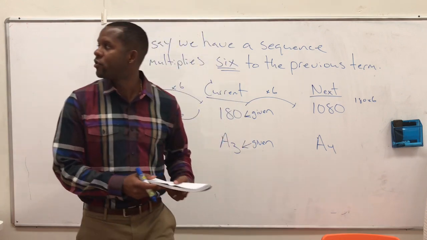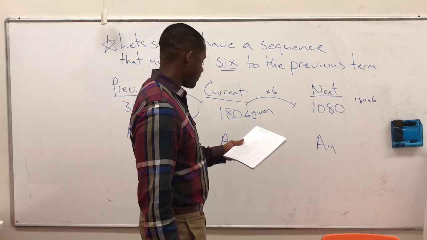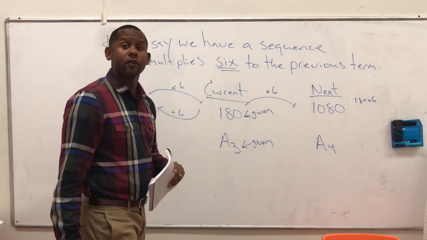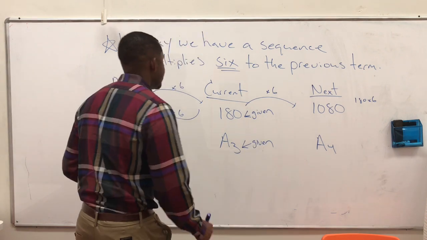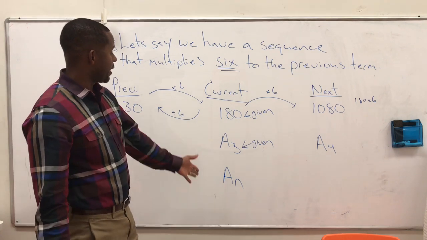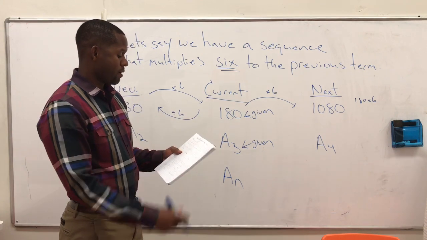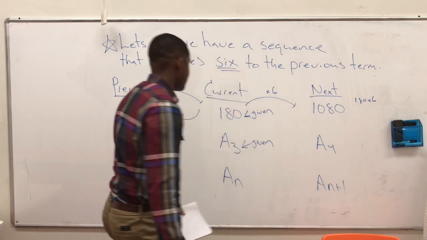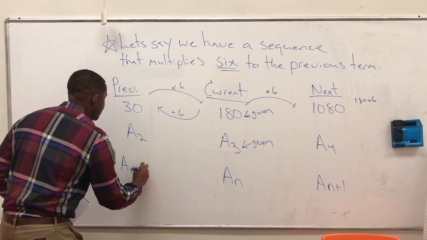And finally, we want to work into the spot where we talk about what the generic term is going to look like. Well, if this is our current term, what did we say the current term is? You should be able to look back at your notes and say, we said the current term is always a sub n. So in this situation, a sub n would be our current term, which is 180, which is a sub 3, right? The next term in this situation would be a sub n plus 1. We're talking generically. And the previous term would be a sub n minus 1.